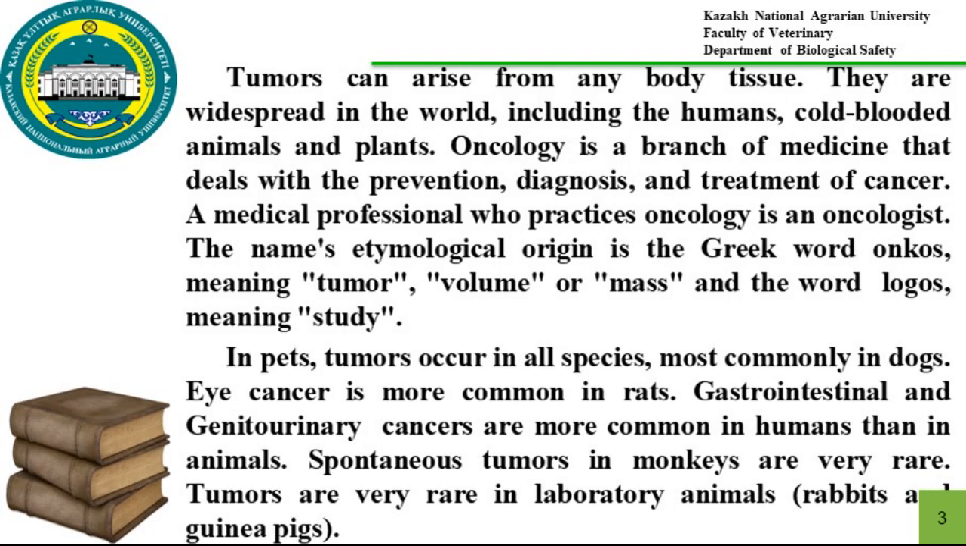In pets, tumors occur in all species, most commonly in dogs. Ear cancer is more common in rats. Gastrointestinal and urinary cancer are more common in humans than in animals. Spontaneous tumors in monkeys are very rare. Tumors are very rare in laboratory animals, rabbits, and guinea pigs.